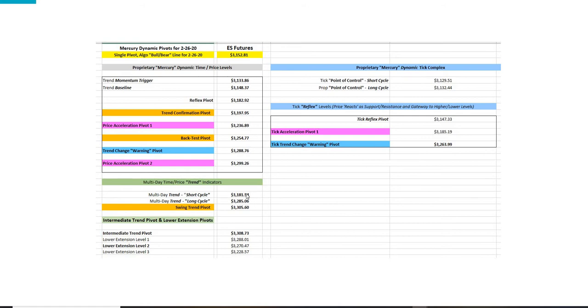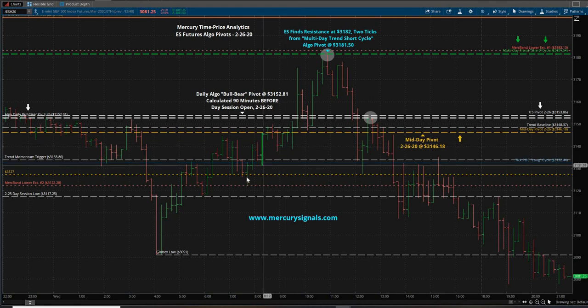Right here, 31.8154. We've got a trend algo that we call a short cycle and then a long cycle. The long cycle's way up at 32.85. We knew going into the day that it was a very remote probability of hitting this. But this 31.81, now granted, the market surprises you. This move went a whole lot farther than I thought.